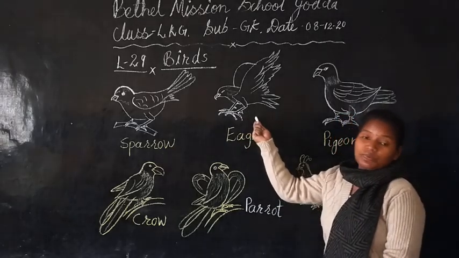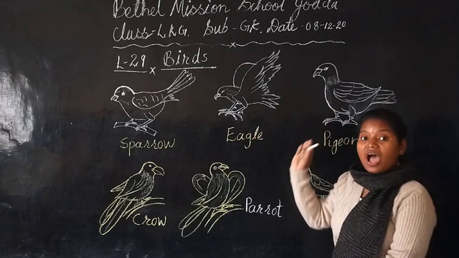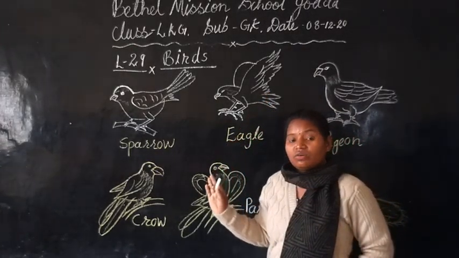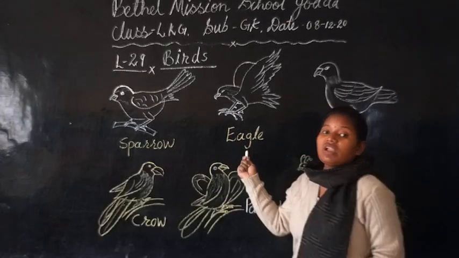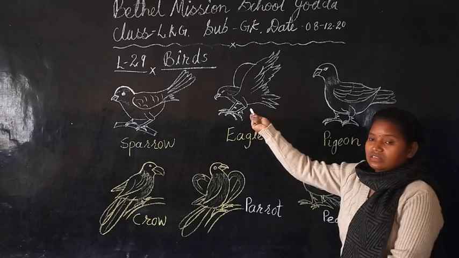And the next picture is of an eagle. Eagles fly very high in the sky. Have you seen any birds flying very high in the sky, isn't it? So eagles fly very high in the sky. So this picture is of an eagle.